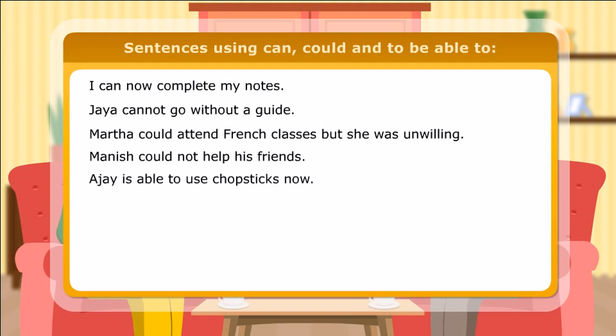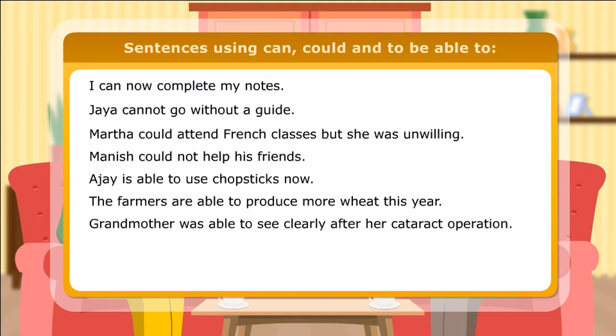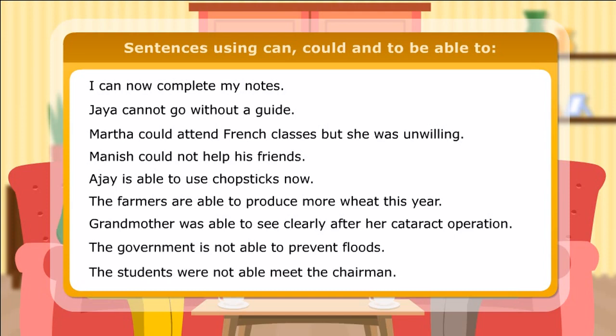Ajay is able to use chopsticks now. The farmers are able to produce more wheat this year. Grandmother was able to see clearly after her cataract operation. The government is not able to prevent floods. The students were not able to meet the chairman.